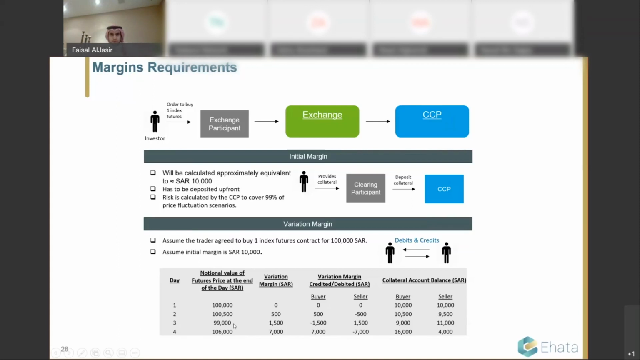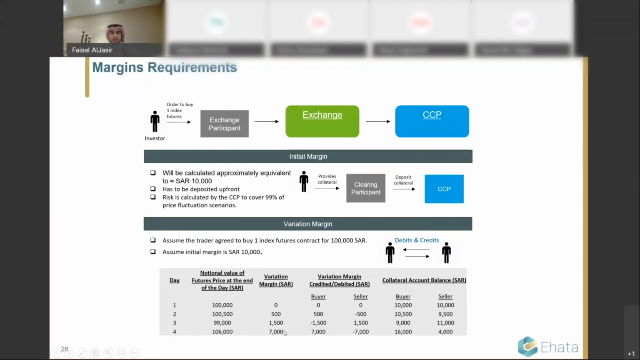And as we go, you would see the movement here. The movement is 1,500. From 100,500 to 99,000 is a 1,500 movement, and that's the variation, and it's down. So it's negative for the buyer and positive for the seller. And look what happens to the buyer in this case. He was happy on the second day with 10,500, and on the third day it became 9,000. Yet the seller was gaining, and on the third day it's 11,000, and that's what happened.